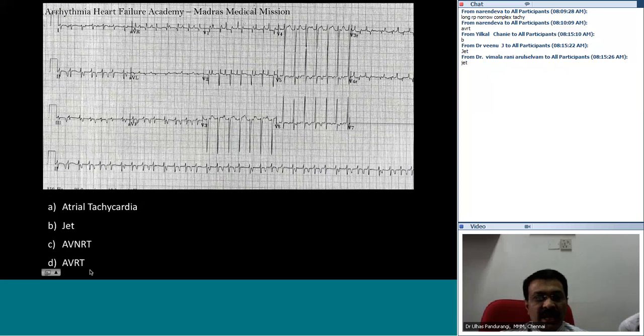And hence, if you see in a baby a narrow QRS regular tachycardia, but there are fewer P waves than the QRSs, unless proved otherwise, it is almost diagnostic of junctional ectopic tachycardia. More often seen post-operatively, but occasionally it is also seen de novo.